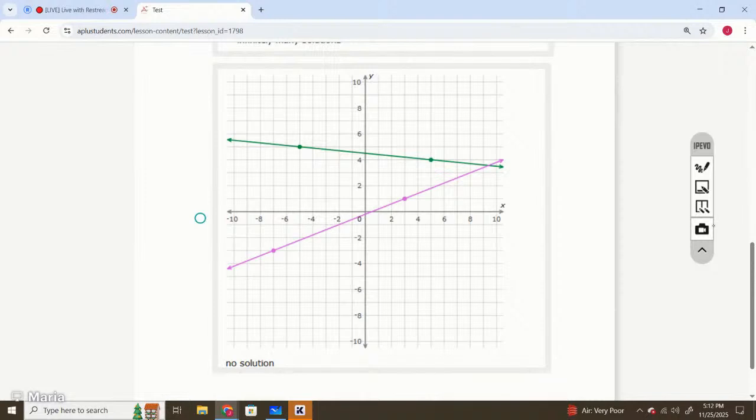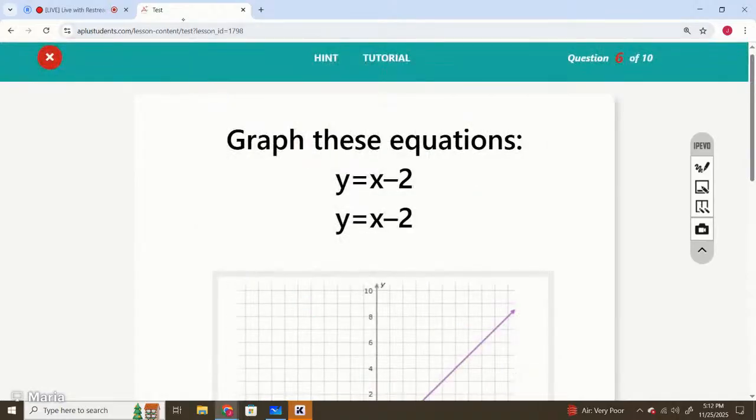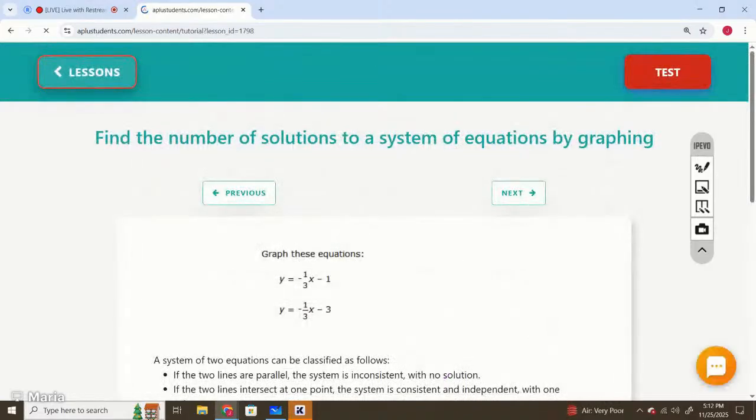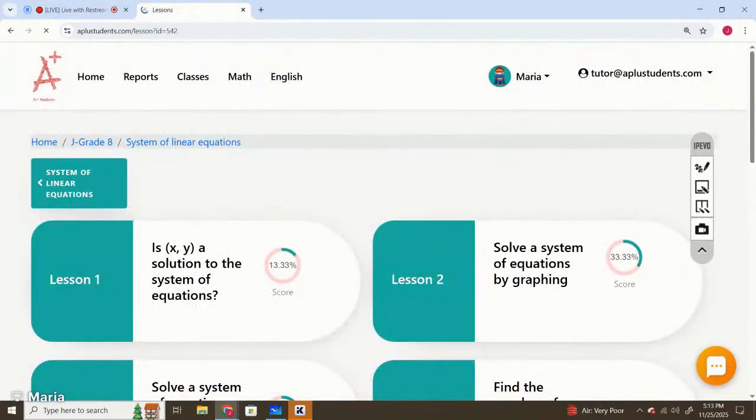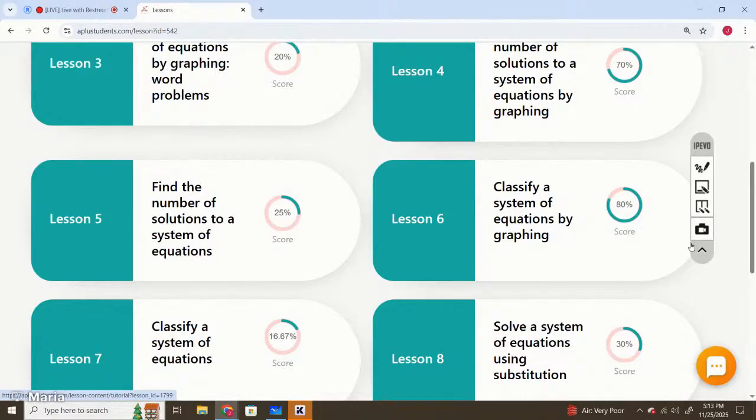Okay, you can complete the lesson by yourself later today. Let me just move on to the next lesson. The next lesson is find the number of solutions to a system of equations.